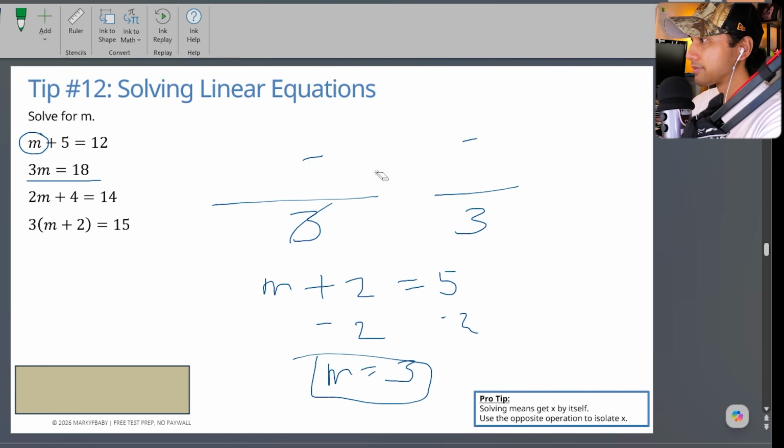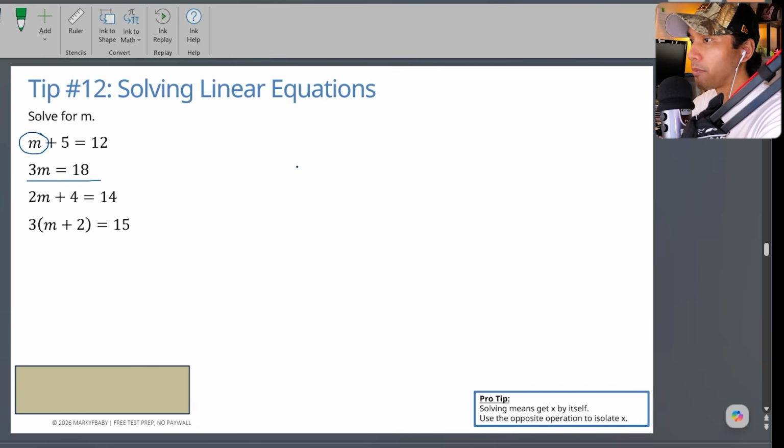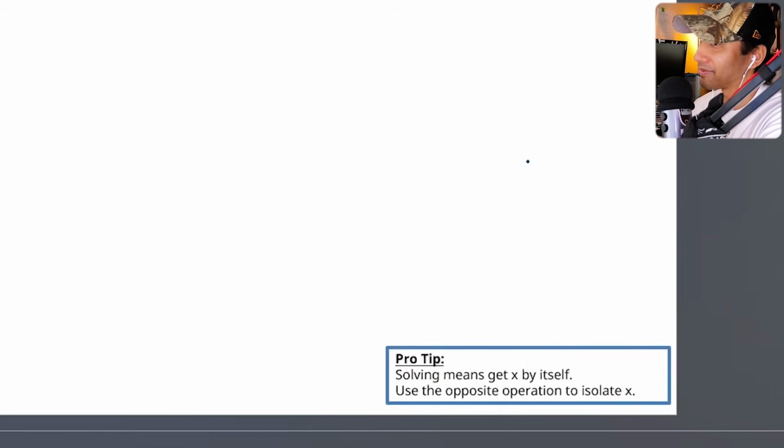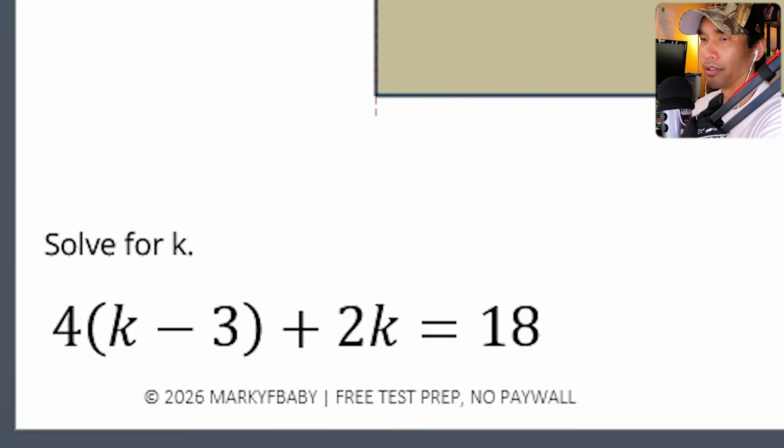That's it. All you have to do is isolate the variable and perform operations. And once you're performing those operations, make sure you perform them on both sides of the equal sign. Pro tip, solving means get x by itself. Use the opposite operation to isolate the x. That's it.